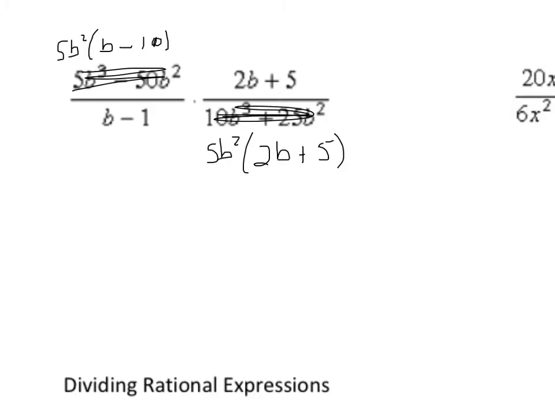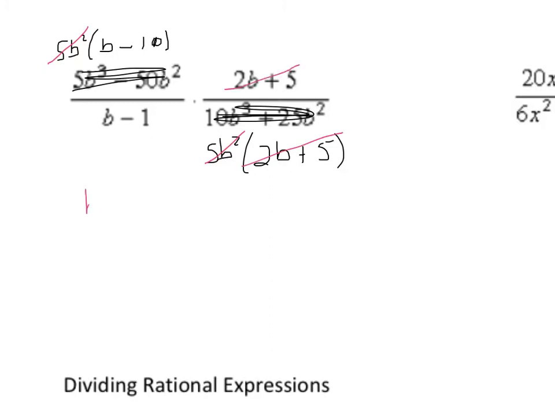So instead of taking top times top here, or bottom times bottom and getting something more complex, it's always good to see if we can cancel things and make it simpler first, especially when we have binomials and trinomials involved. So if we look at this, we notice that 5b squared is present diagonally, so we can cancel those out. 2b plus 5 is present vertically, so we can cancel those two out.